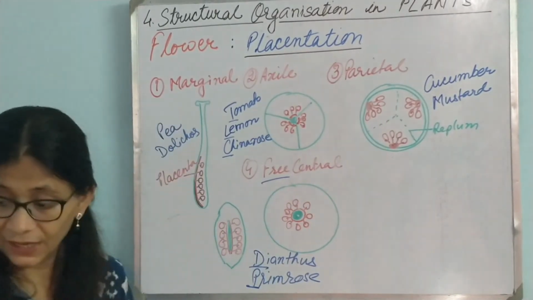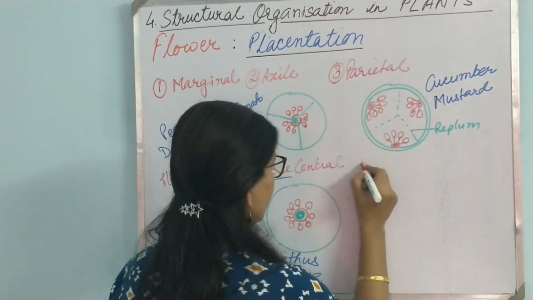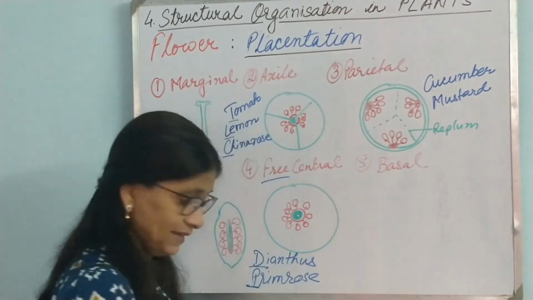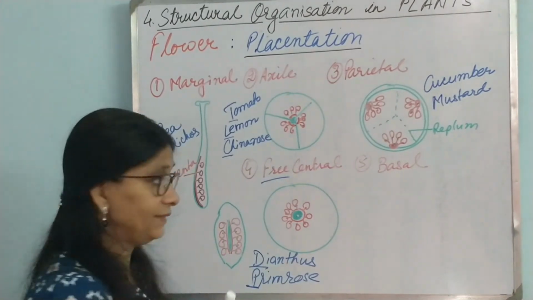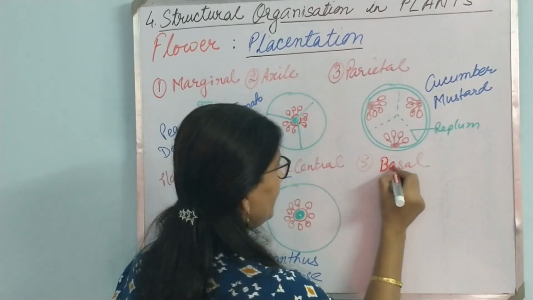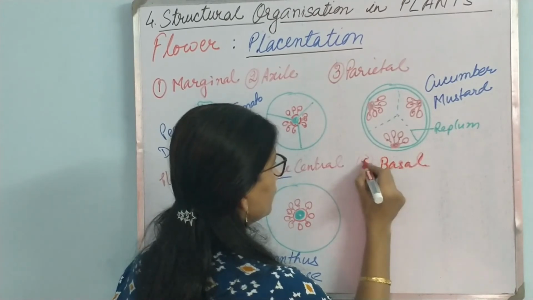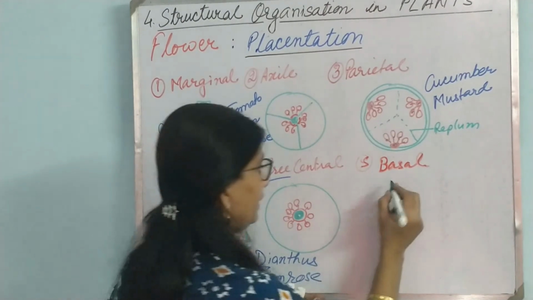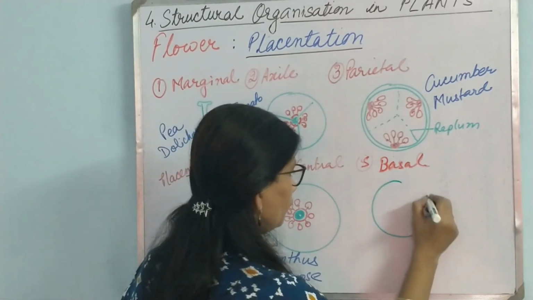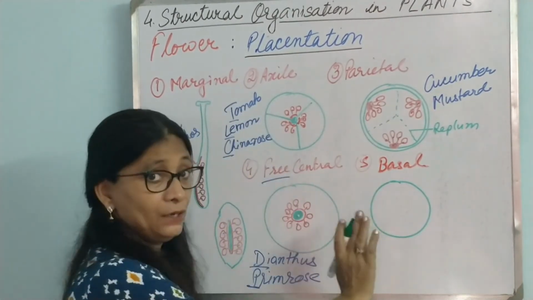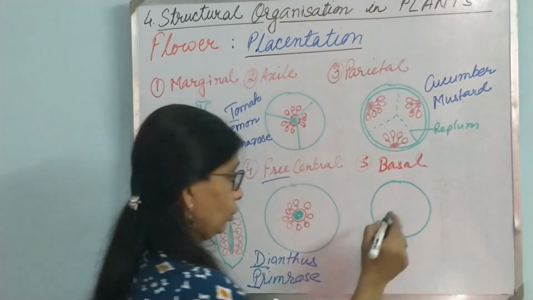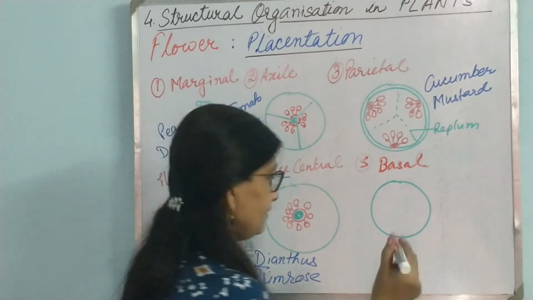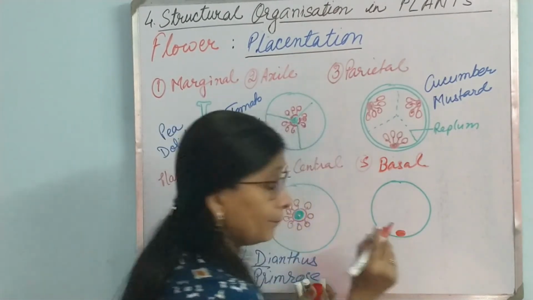So the next type, the fifth type, is basal. Basal means base, isn't it? So how is basal? Let us see. Basal condition is something like this. Suppose this is an ovary. Again a multilocular ovary, but the walls have dissolved. And this is the base of the ovary.